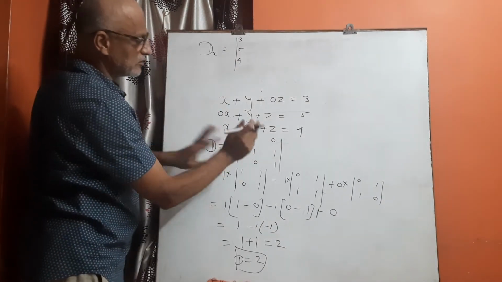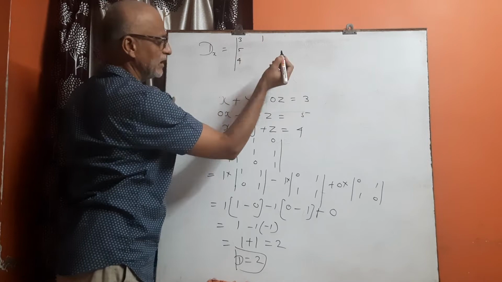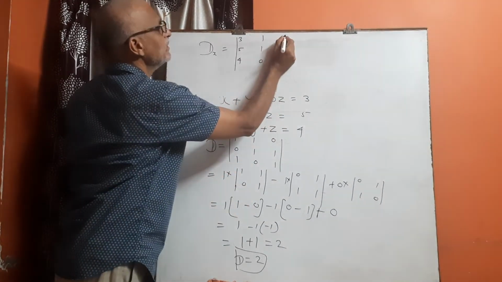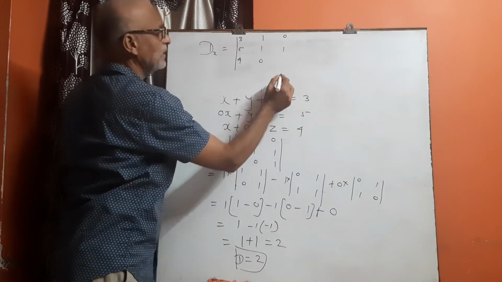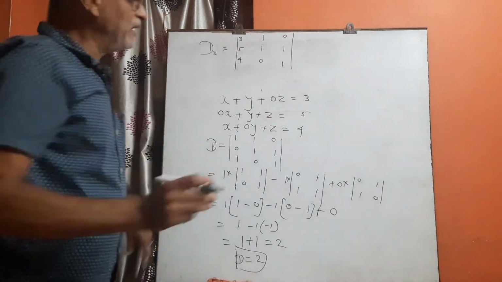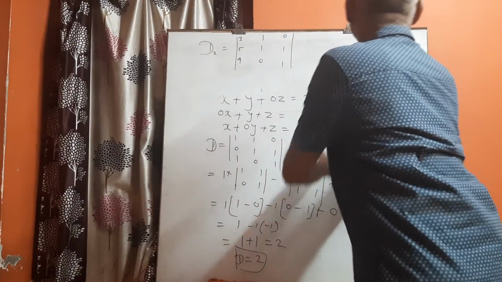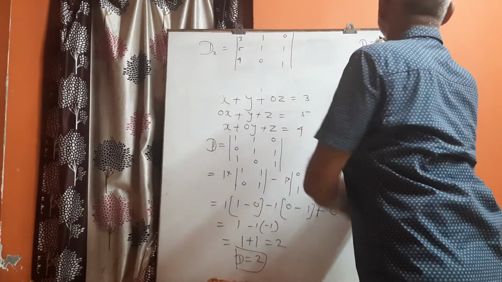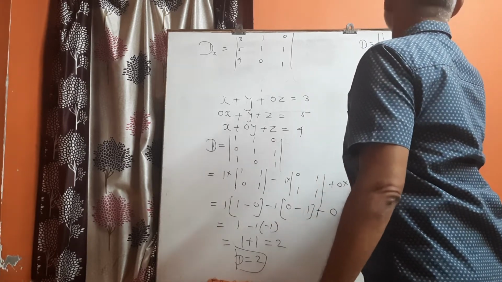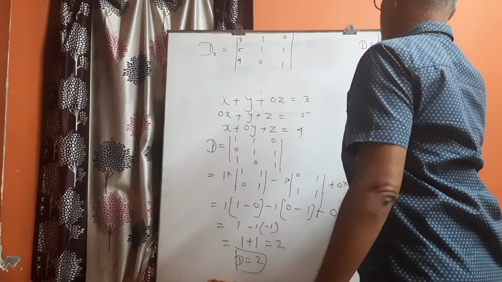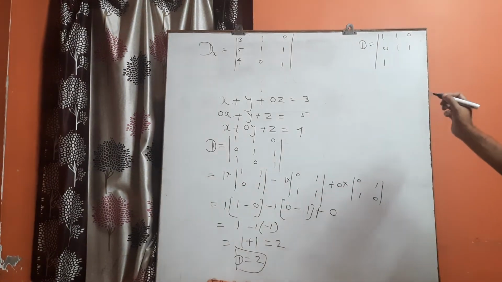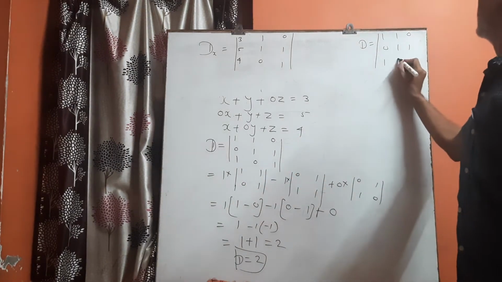बाकी सेकंड और थर्ड कॉलम आपका एज इट इज रहेगा. It will be 1 1 0. Third will be 0 1 and 1. अभी हम लोगों को D हर इसमें लगने वाला है, तो मैं यहाँ पे D लिख के रखता हूँ क्योंकि आपको dx dy dz में रहेगा. It is 1 1 0, 0 1 1 and third one is 1 0 1.